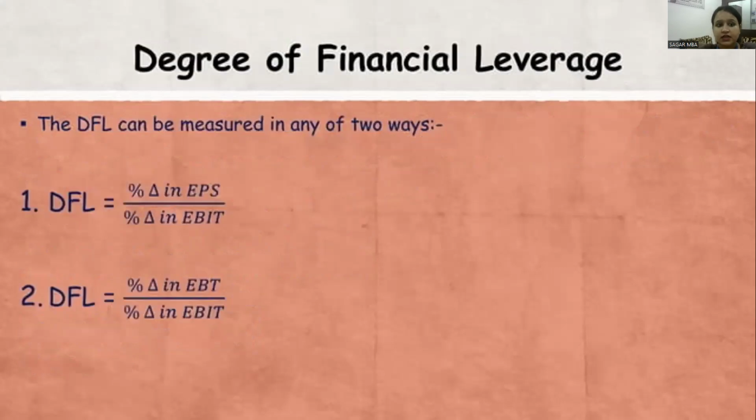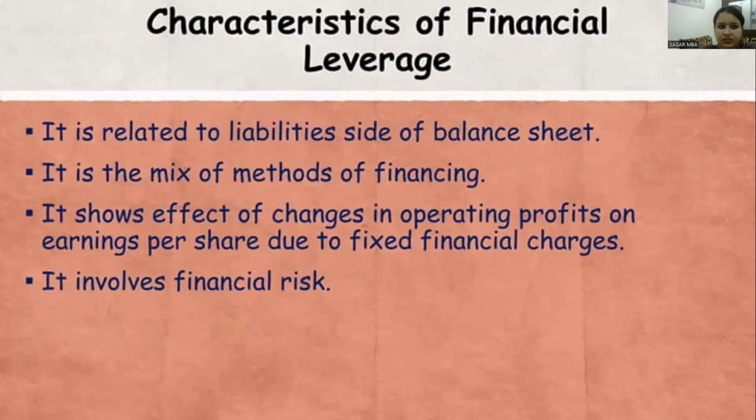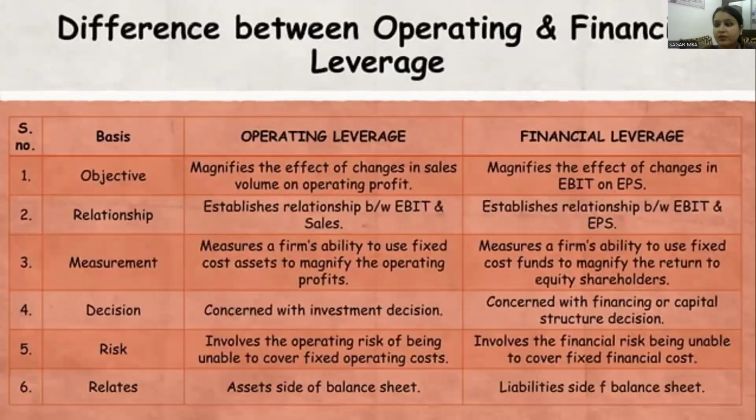Degree of financial leverage. The DFL, degree of financial leverage, is measured in two ways: percentage change in earnings per share, EPS, upon percentage change in EBIT, earnings before interest and tax, or the percentage change in EBT upon percentage change in EBIT. Characteristics of financial leverage: it is related to the liability side of the balance sheet. It is a mix of methods of financing. It shows the effect on operating profit or earnings per share due to fixed financial charges. It involves financial risk.